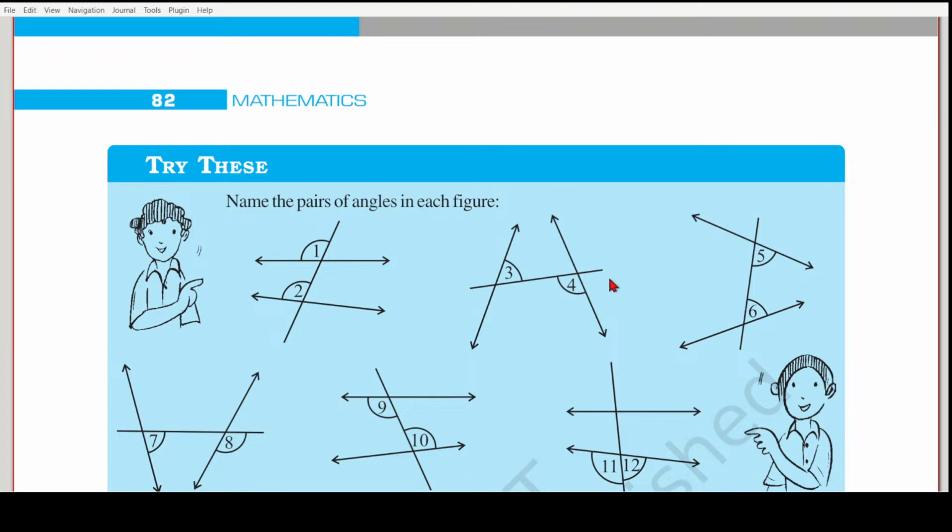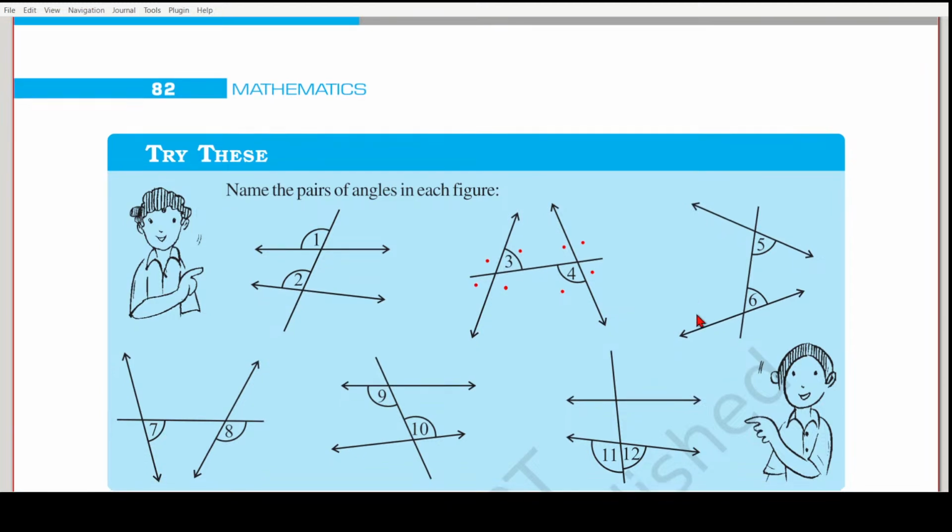This is the transversal, right? So these two are exterior angles, and these four are interior angles. And they are on different sides of the transversal. That's why 3 and 4 are alternate. What about 5 and 6? Are they interior or exterior first? They are interior. Then what type of interior? Think, let me see. They are.